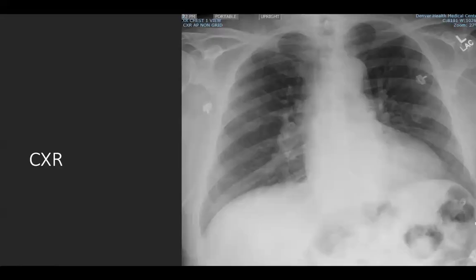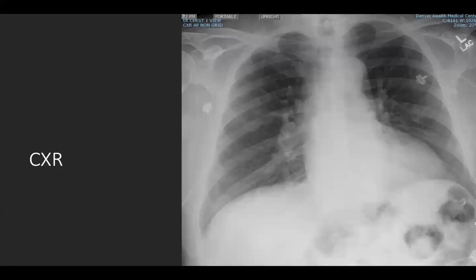So we remember he got the echo, which I didn't include because it was completely normal. No ASD, normal bubble study, normal EF, no ventricular thickening, no valve abnormalities.